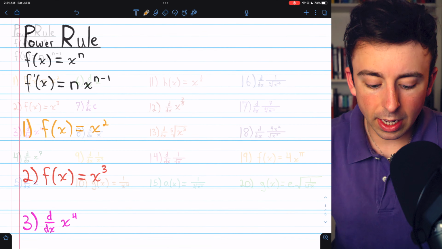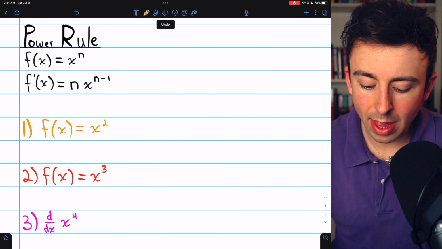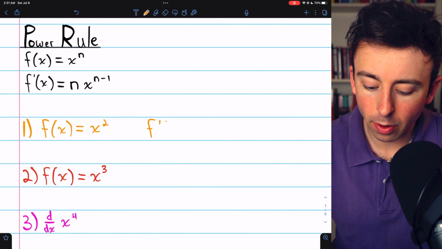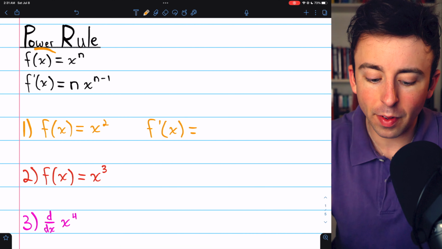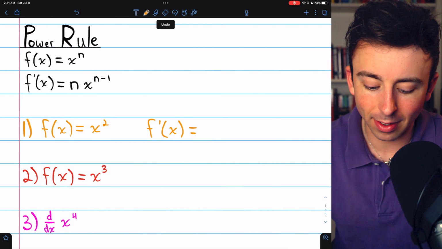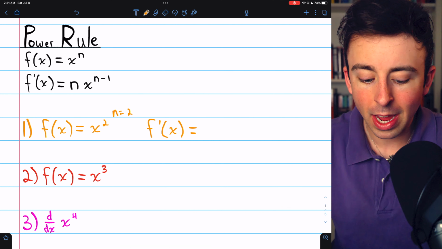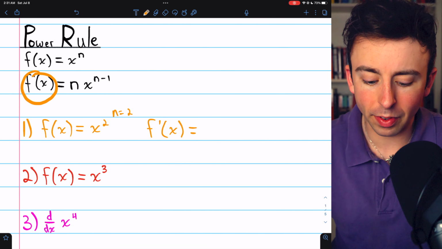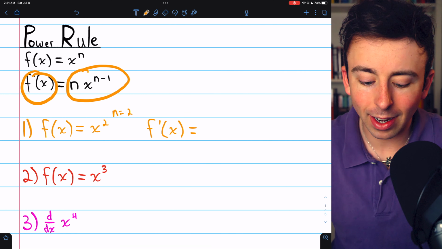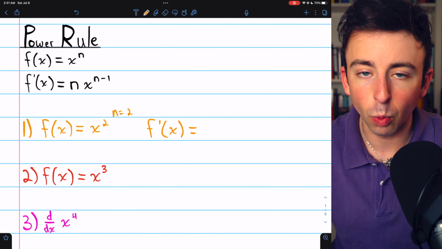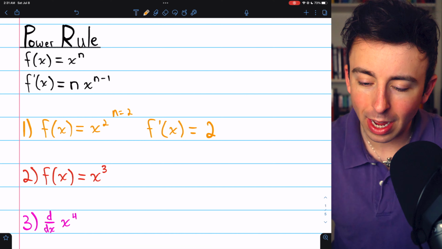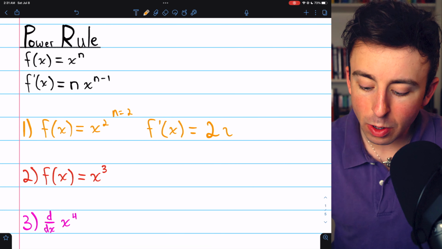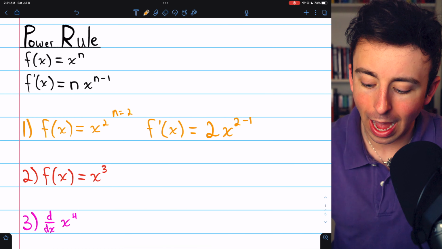Let's get into it. Beginning with problem 1, we're given that f of x equals x squared. We want to find the derivative f prime of x. Remember, the power rule just says if f of x equals x to the n, in this case n equals 2, then f prime of x, the derivative, is n times x to the power of n minus 1. So we bring that exponent, that n, down as a factor, and then we reduce the exponent by 1.